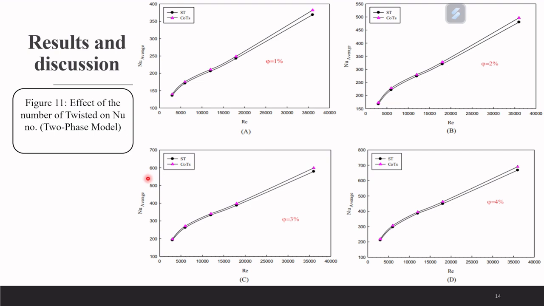Here, more twisted tapes lead to a higher Nusselt number and increase the obstruction in the fluid path, generating strong vorticity that improves heat transfer. The effect of the twisted tape becomes more noticeable at the higher flow rate. This supports the idea that nanoparticles and the twisted tape together provide the best enhancement in heat transfer.